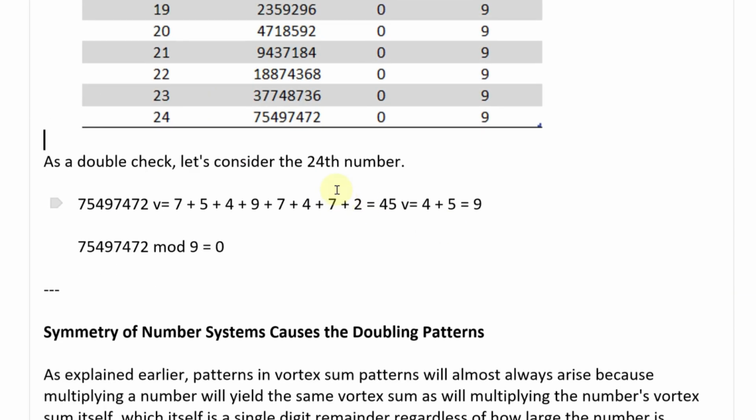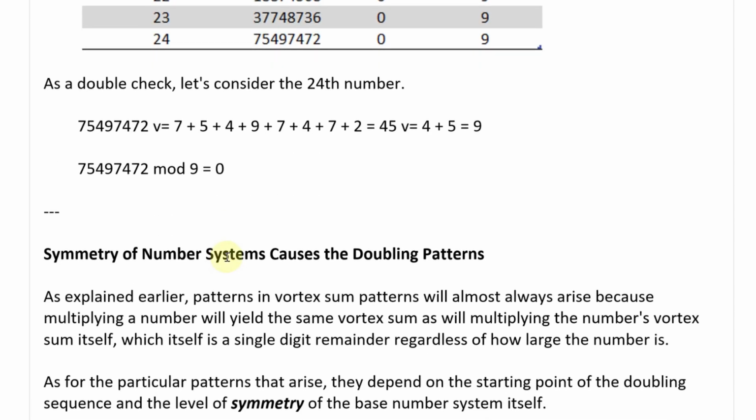So to double check, let's consider the 24th number. And 24th number here is, let's see, that is 75 million 497,472. Add these up. 7 plus 5 plus 4 plus 9 plus 7 plus 4 plus 7 plus 2. This equals to 45. Yeah, this equals 45. And then v equals 4 plus 5 is 9. And then if you write this mod 9, this should be equals to 0. So yeah, just space equals 0. So yeah, it's fascinating stuff.